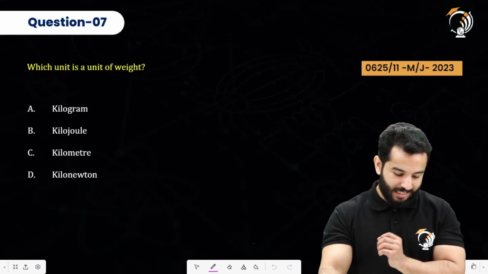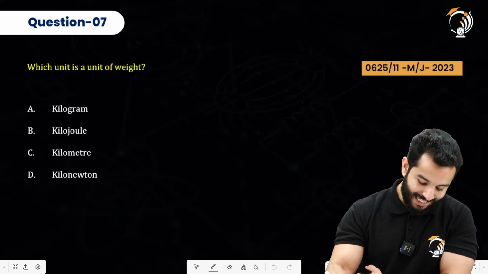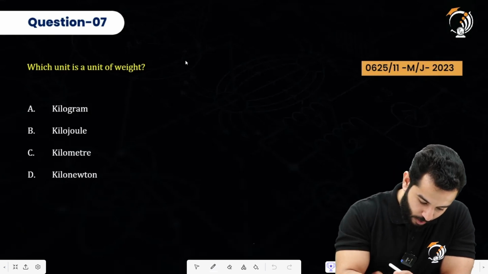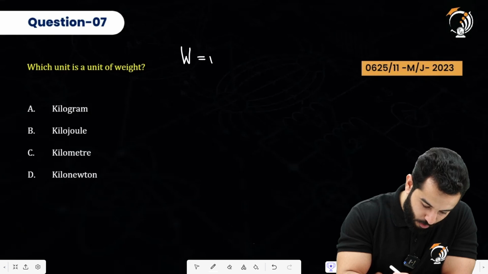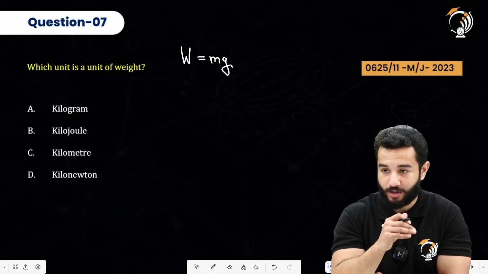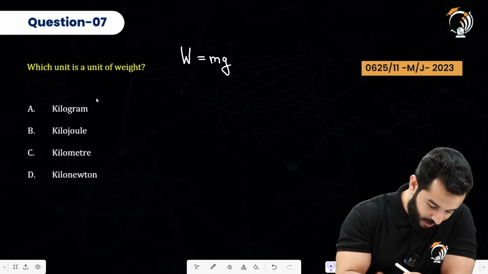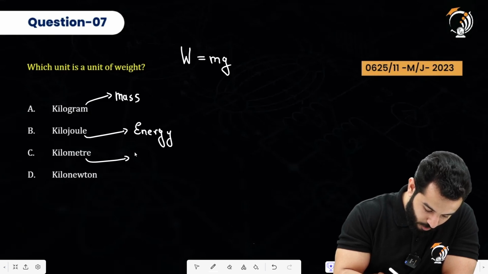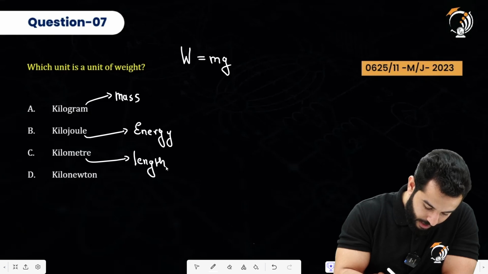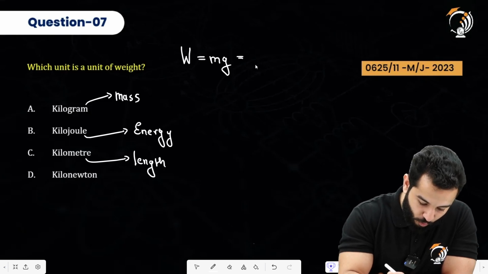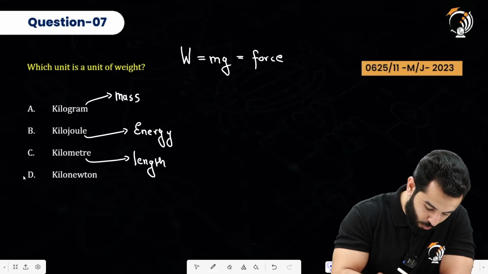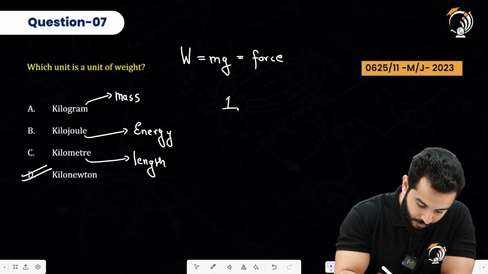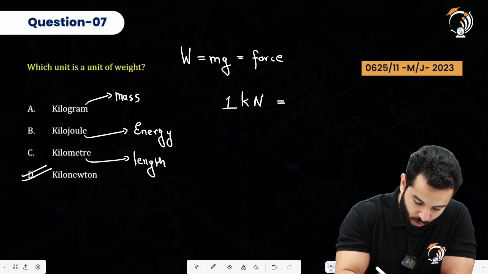Which unit is a unit of weight? Now, we have already talked about weight; generally it is denoted as mg. I am saying generally, when the ground is flat. Kilogram is the unit of mass, kilojoule is the unit of work or energy, kilometer is the unit for length, and since weight is a force, the answer is going to be kilonewton, and 1 kilonewton is 10 to the power 3 Newton.